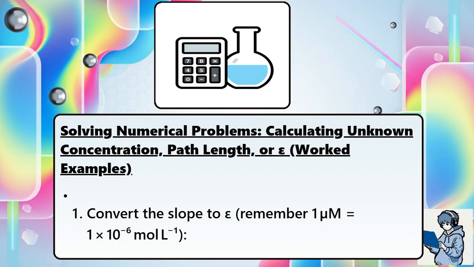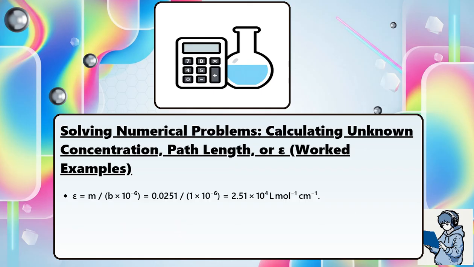2. Convert the slope to epsilon. Remember, 1 micromolar equals 1 times 10 to the minus 6 moles per liter. Epsilon equals m divided by b times 10 to the minus 6 equals 0.0251 divided by 1 times 10 to the minus 6 equals 2.5 times 10 to the 4 liters per mole per centimeter. Thus, the dye's molar absorptivity at 620 nanometers is 2.5 times 10 to the 4 liters per mole per centimeter.